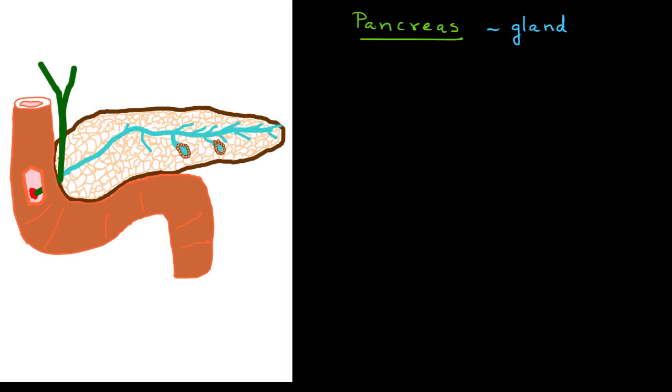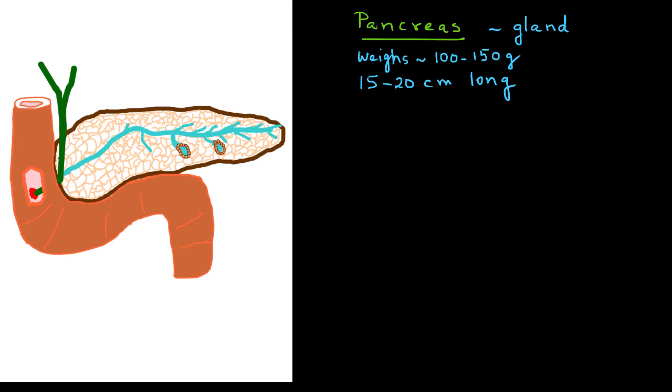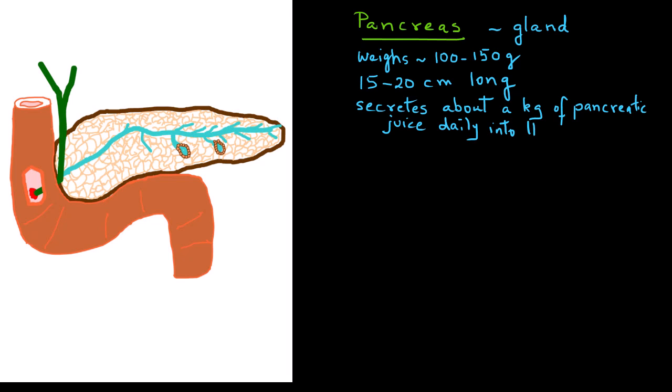Its head is surrounded by the C-shaped part of the duodenum, and then it elongates into its tail, which is surrounded by the spleen, which is not shown in this diagram. The pancreas itself weighs about 100 to 150 grams. In an adult, it's 15 to 20 centimeters long, and it secretes from 1 to 2.5 liters of pancreatic juice daily into the duodenum.